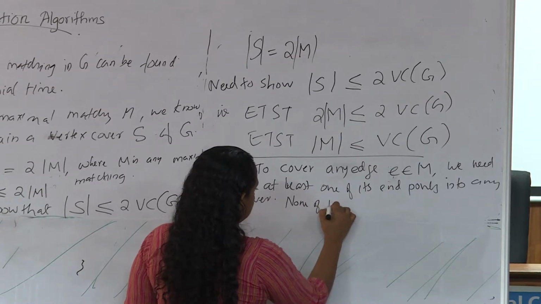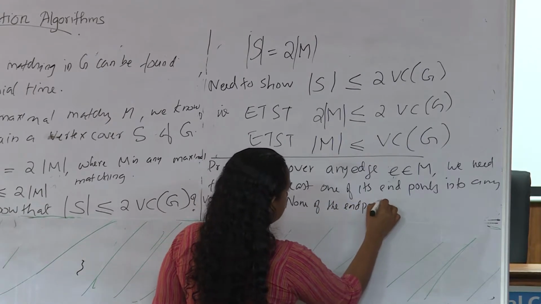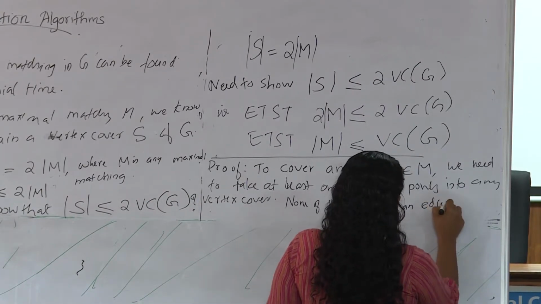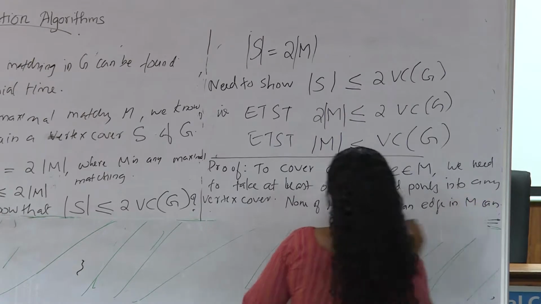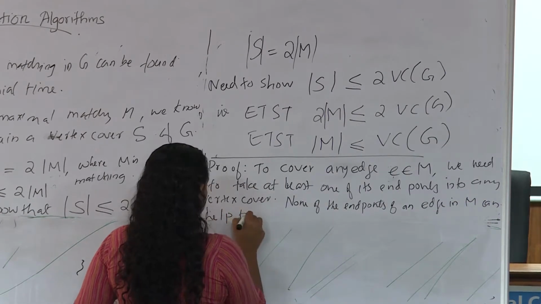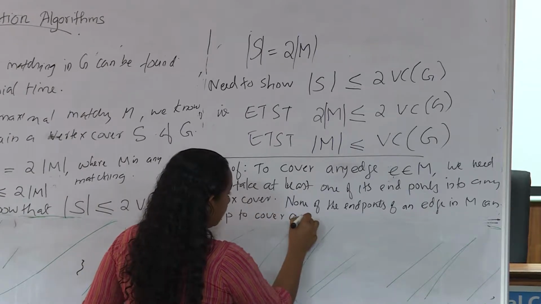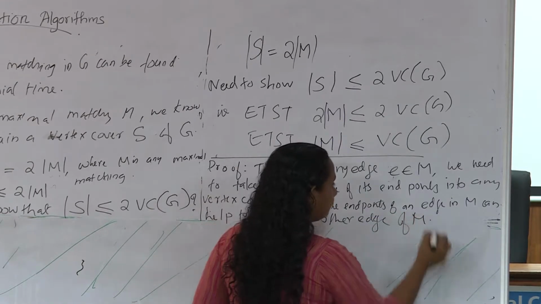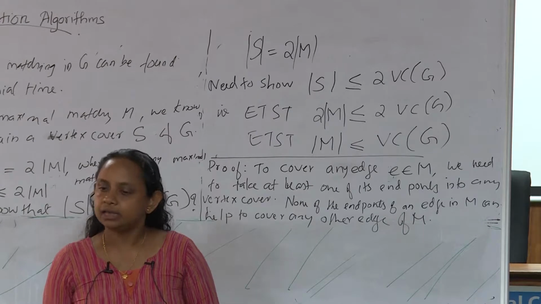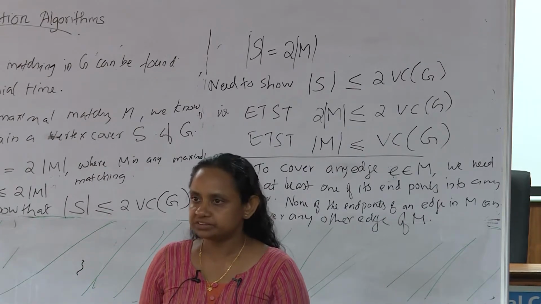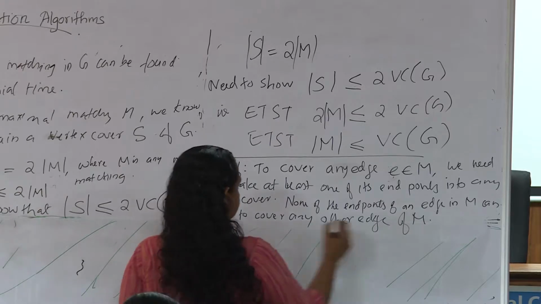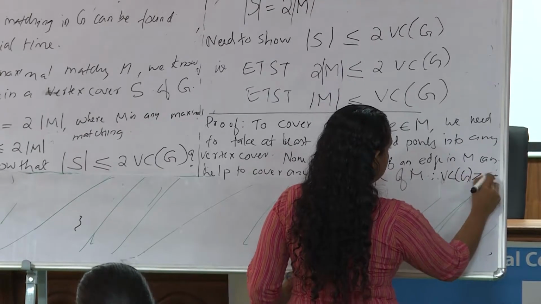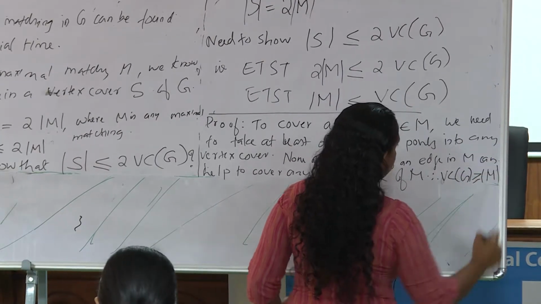None of the endpoints of an edge in M can help to cover any other edge of M. So you need at least this many even to cover M. The graph may have more edges. Therefore, VC of G is greater than or equal to the size of any matching.